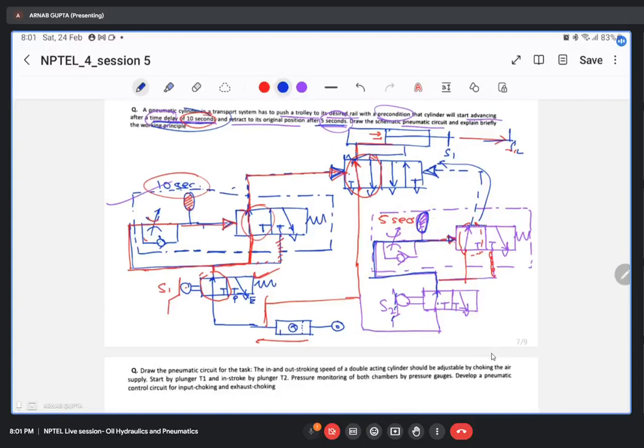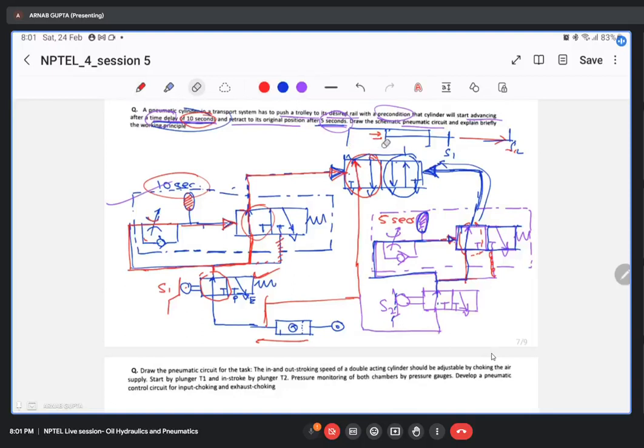Next, it will activate this particular configuration of the valve. This is also a direction control valve, 3 by 2. So now the air will flow from here to here, from here to this side. And this particular port configuration will be realized now. And as a result of that, what will happen?